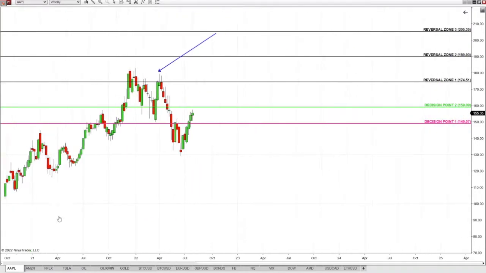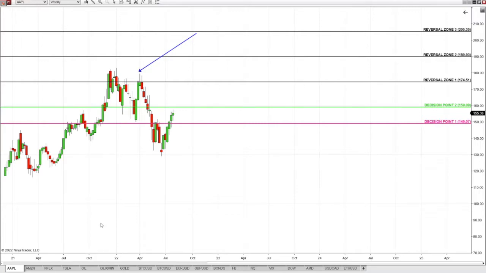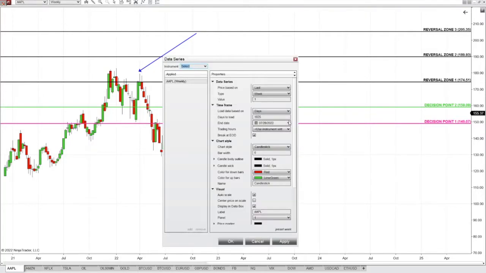It's playing out right now on Apple. Why in the world did Apple crash and burn from reversal zone? It's exact same thing as playing out on S&P this morning. April 2022. Here we go. Not the place to buy Apple.